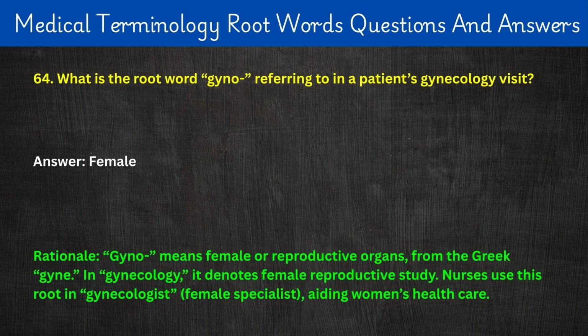64. What is the root word gyno- referring to in a patient's gynecology visit? Answer: female. Rationale: Gyno- means female or reproductive organs, from the Greek gyna. In gynecology, it denotes female reproductive study. Nurses use this root in gynecologist, female specialist, aiding women's health care.